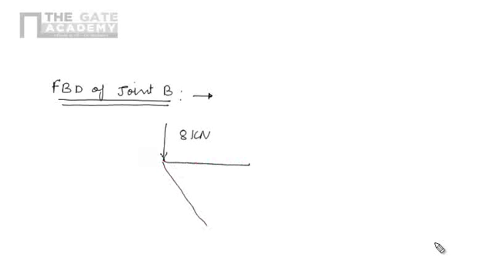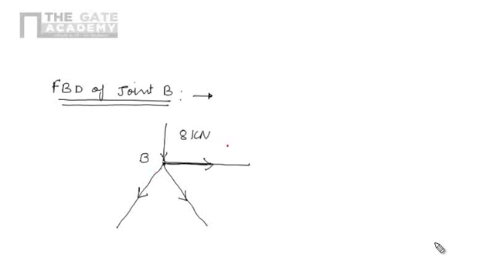One is this member, second one is this, and third one is this. This is the point B. According to our assumption, assume all the forces in the members are tensile. So for showing, the arrow should be away from the joint, away from it, away from it, away from it.